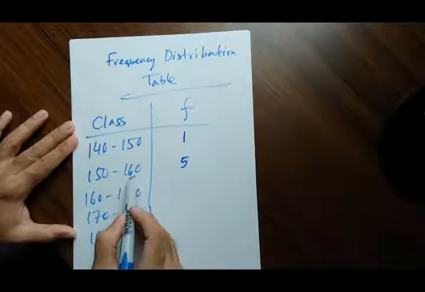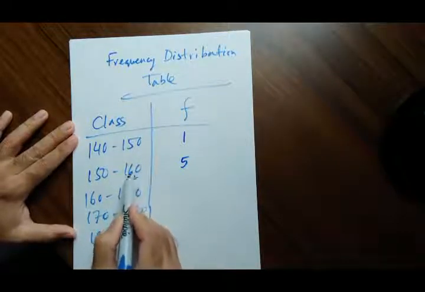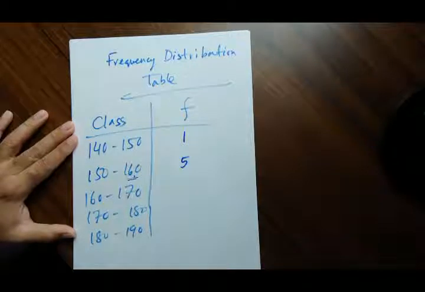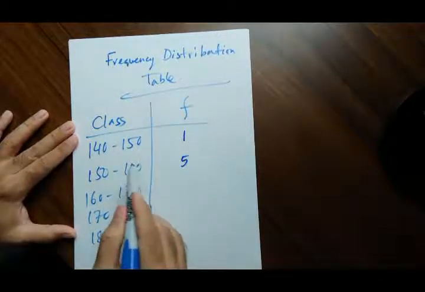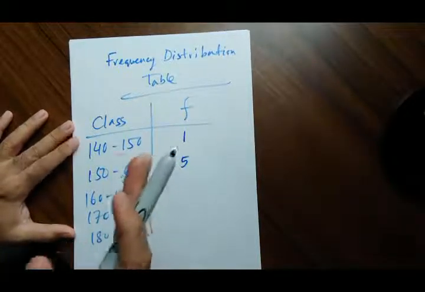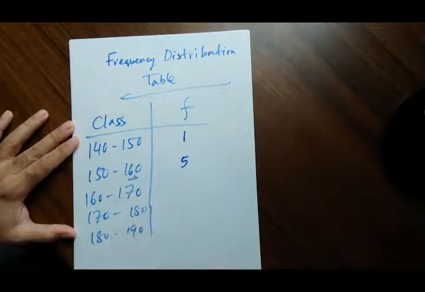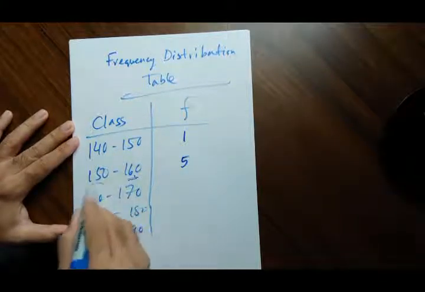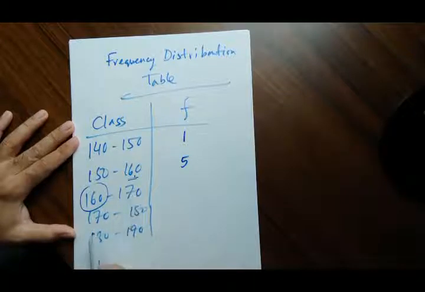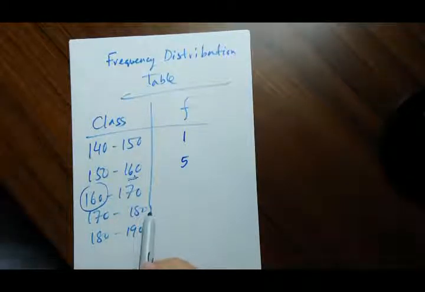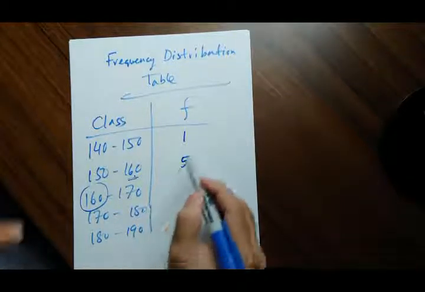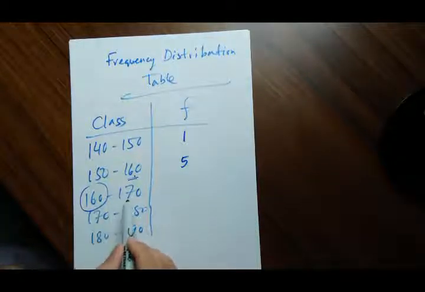Now technically this number, this 160 right here, this is 159.99999, meaning it's not actually exactly 160, it just stops just below 160. So if I have exactly 160, it will go right here. Similarly for 170, 180 and so on. So I have a 160 here. I should not count it here. I will count it here.